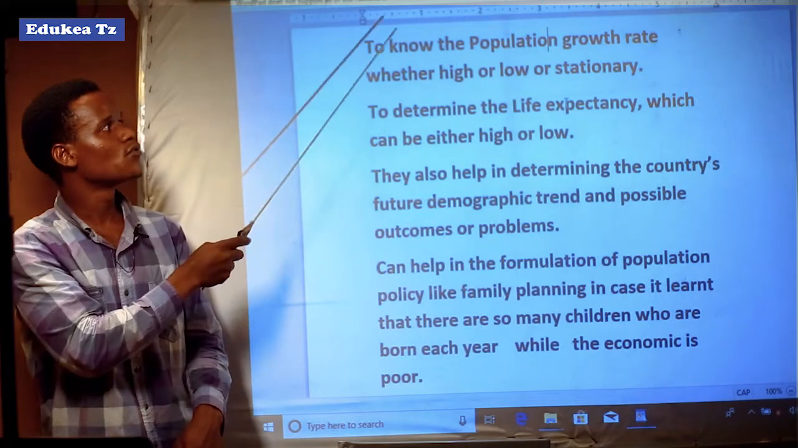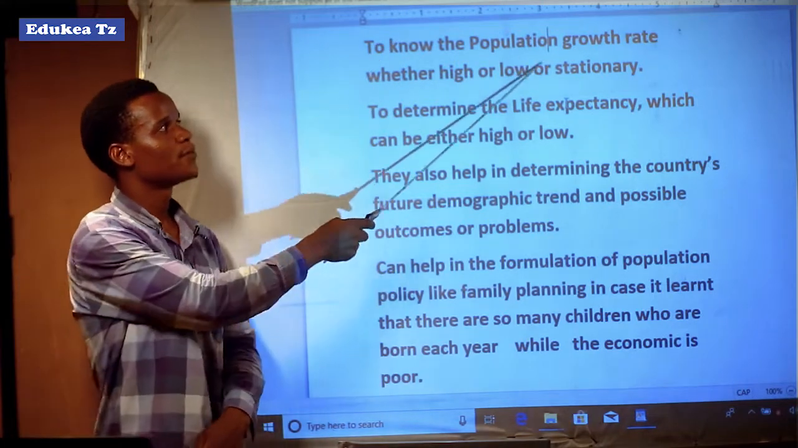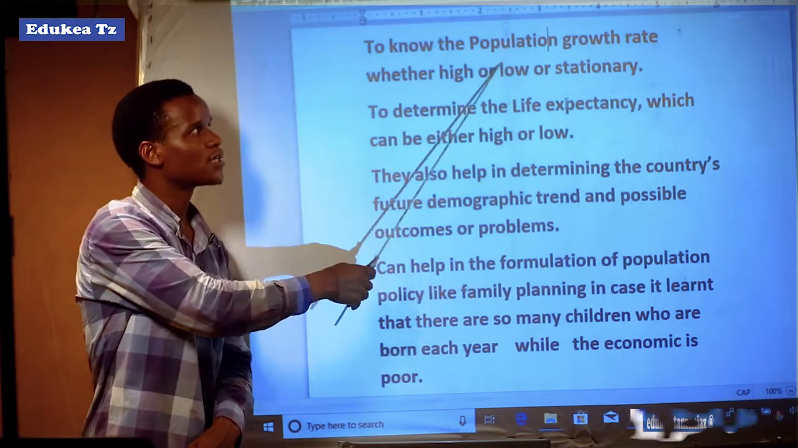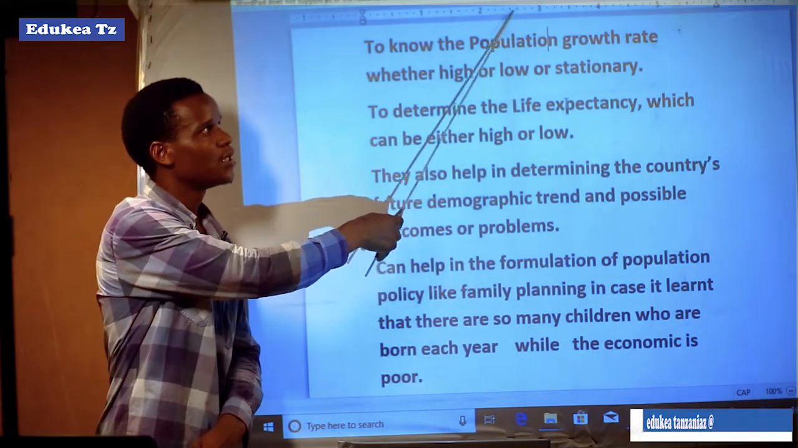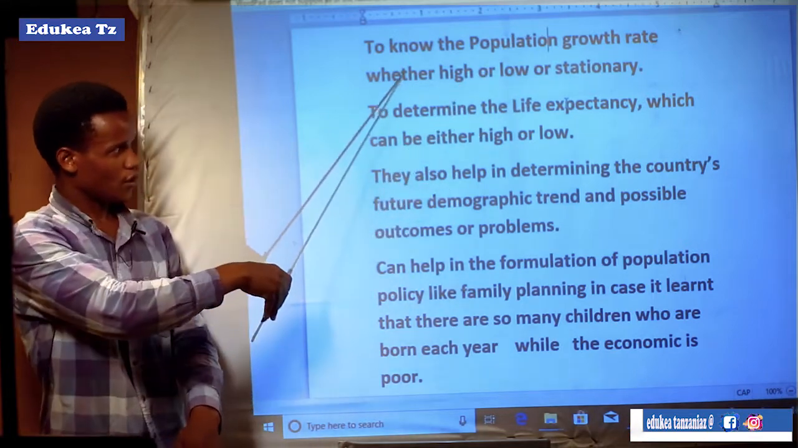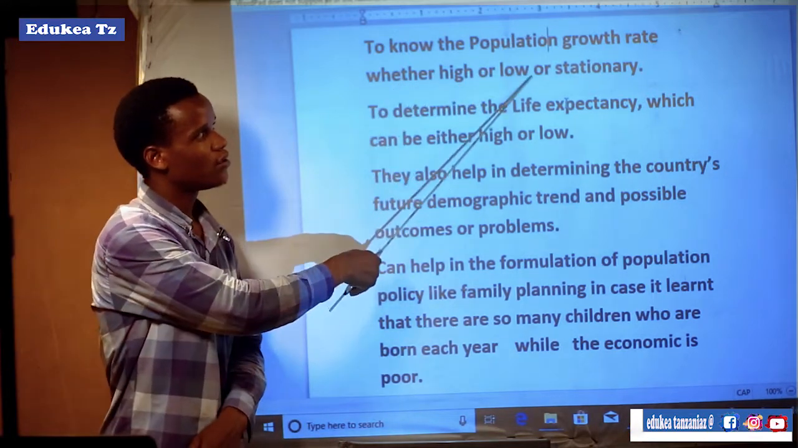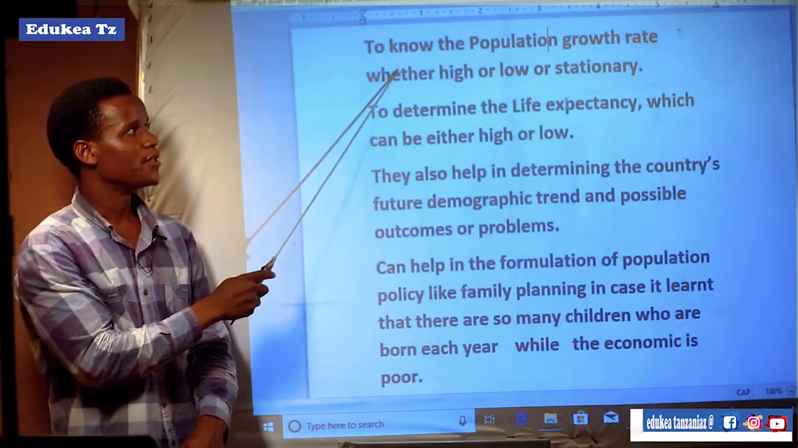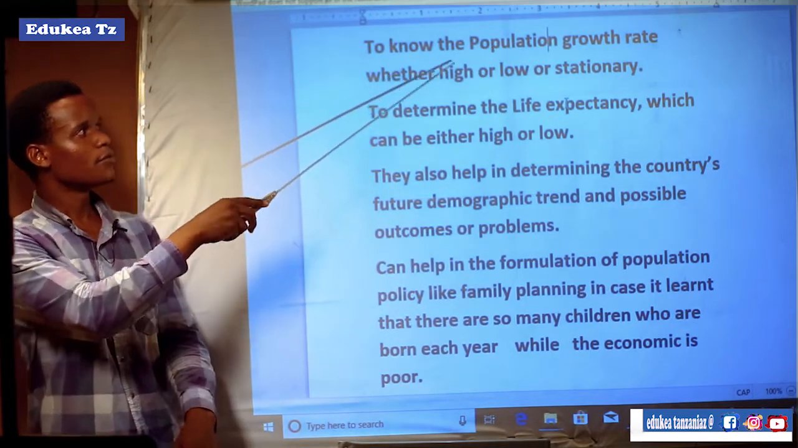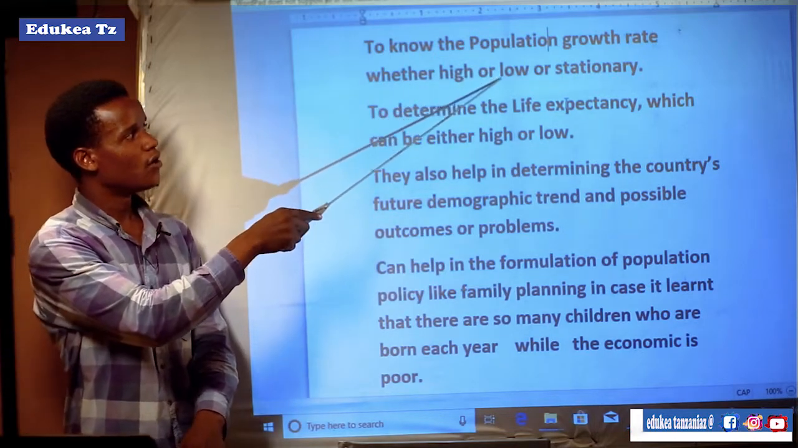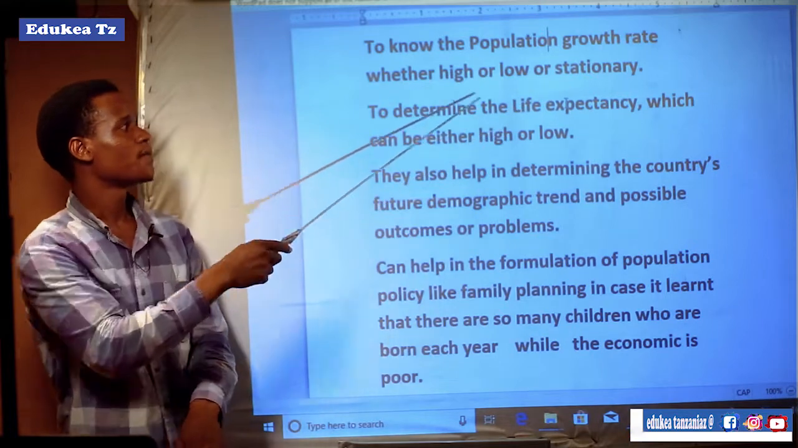As we see through the population pyramid, you can understand population growth. By looking at the population pyramid, we are able to see whether the population tends to be large or not, whether high, low or stationary. So through the population pyramid, population growth can be known to be high, low or stationary.